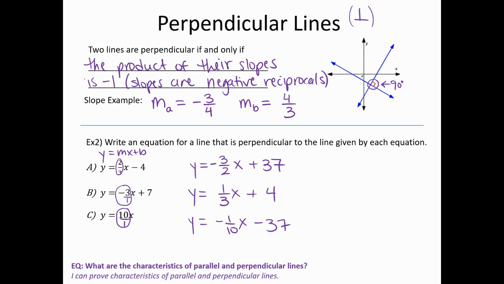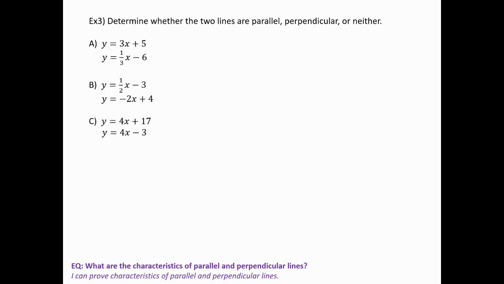All right, so there's a couple more examples I want to go through. Here we go. Determine whether the two lines are parallel, perpendicular, or neither. This is going to look very similar to your homework tonight. So if they are parallel, then they would have the same slope. If they are perpendicular, they would have the negative reciprocal slope, or neither is not going to meet either requirement.